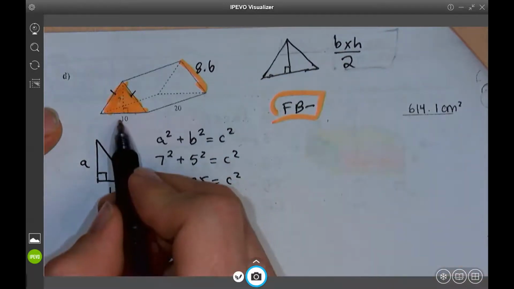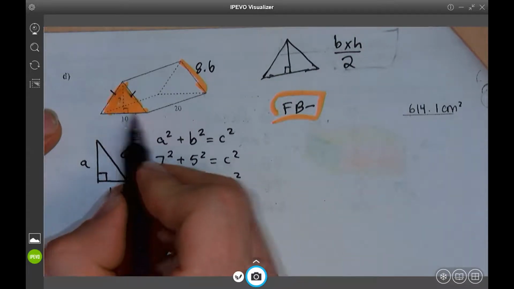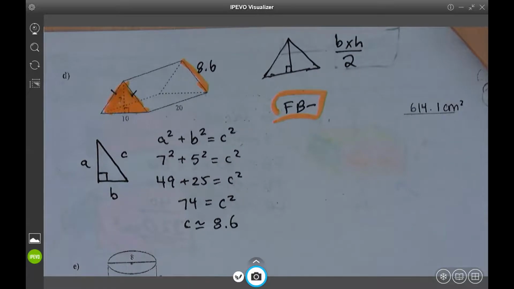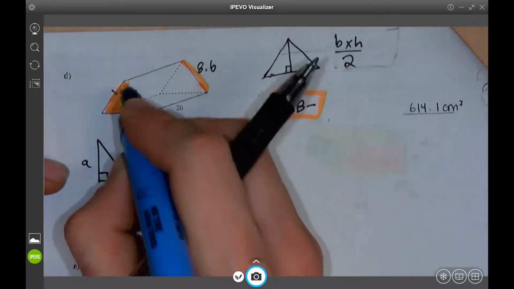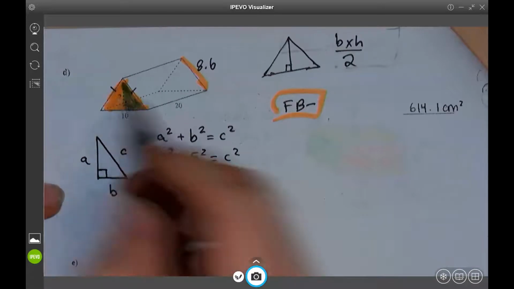So if we look here, it's 10 and 7. Some of you might be tempted to just use the 5 times 7. If you did that, you're only going to get half the triangle, like this. Okay, but you don't want half the triangle, you want the full triangle. So we're going to use 10 and 7.